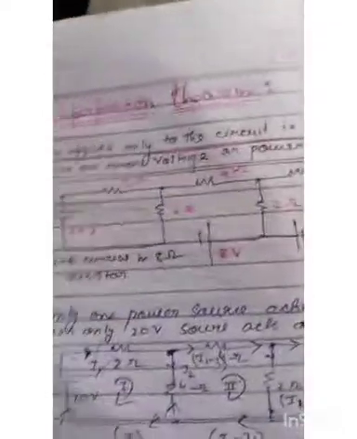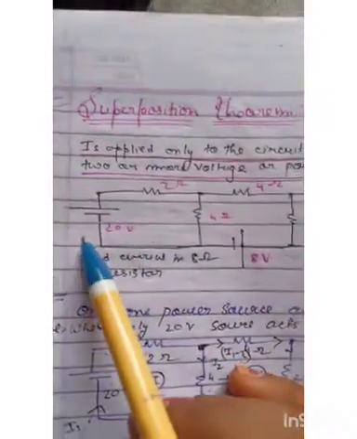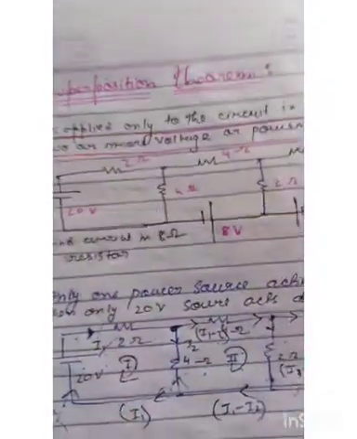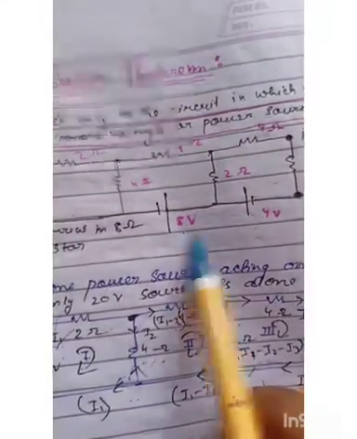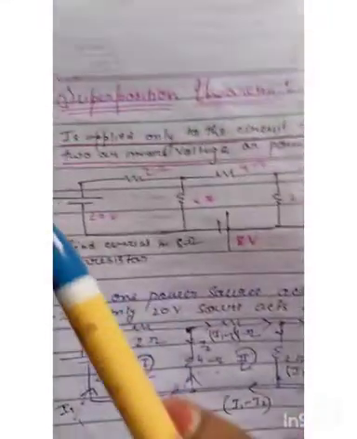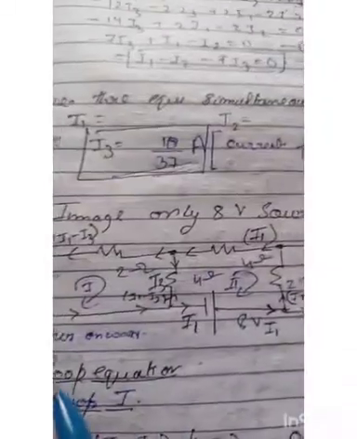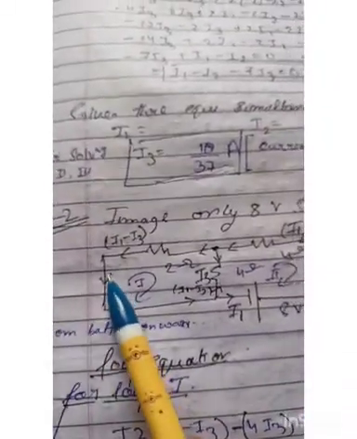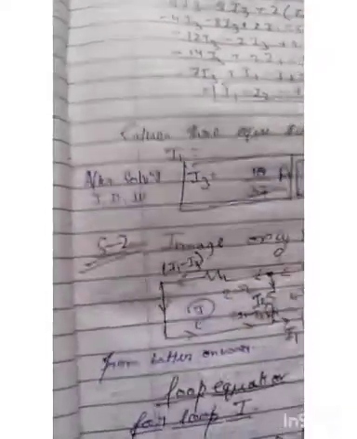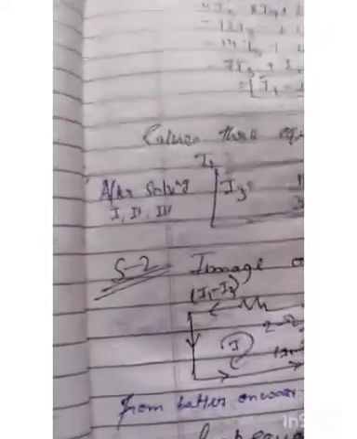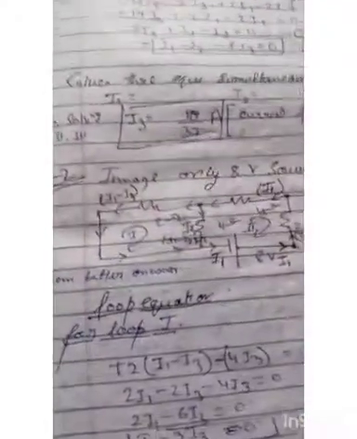It means that in the first step we will see that only 20 volt is acting. Now we see that only 8 volt is acting, and we avoid 20 volt and 4 volt and make a circuit. We make a circuit in which there is no 20 volt, no 4 volt, only 8 volt. Now in the same way we distribute the current and find the loop equation.